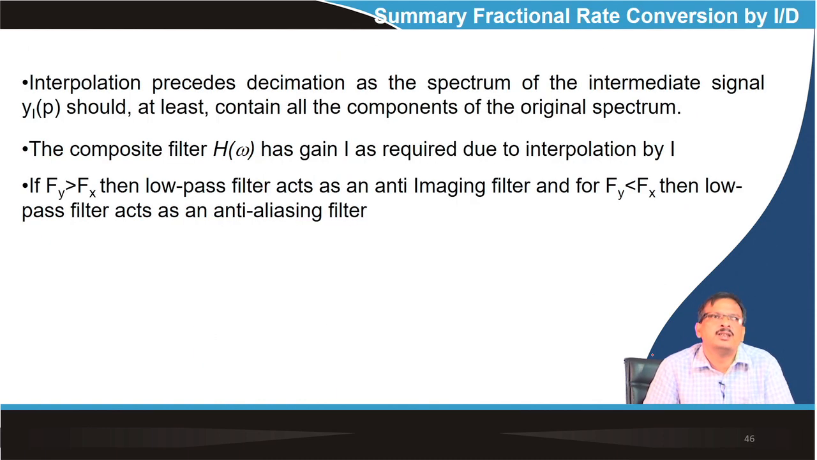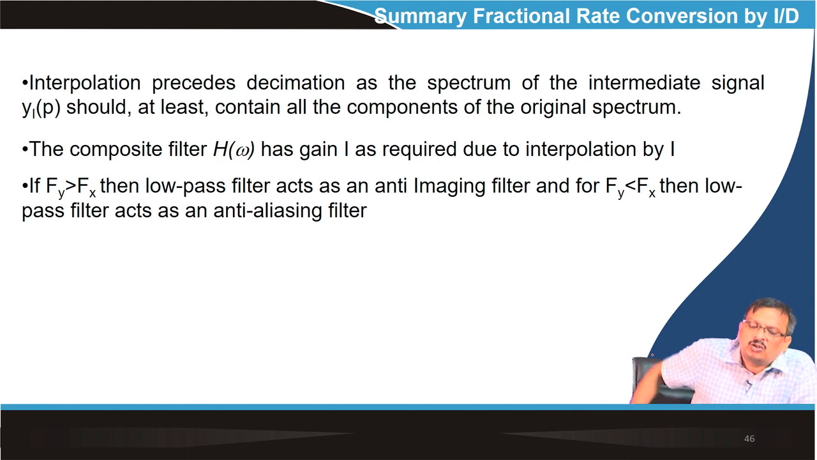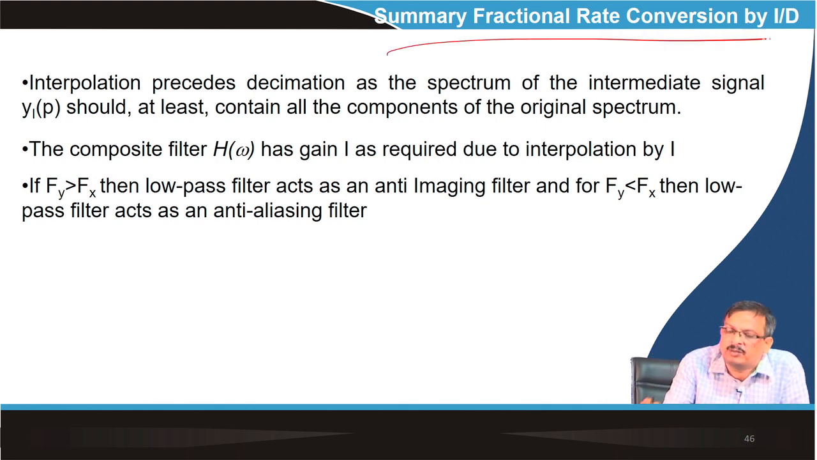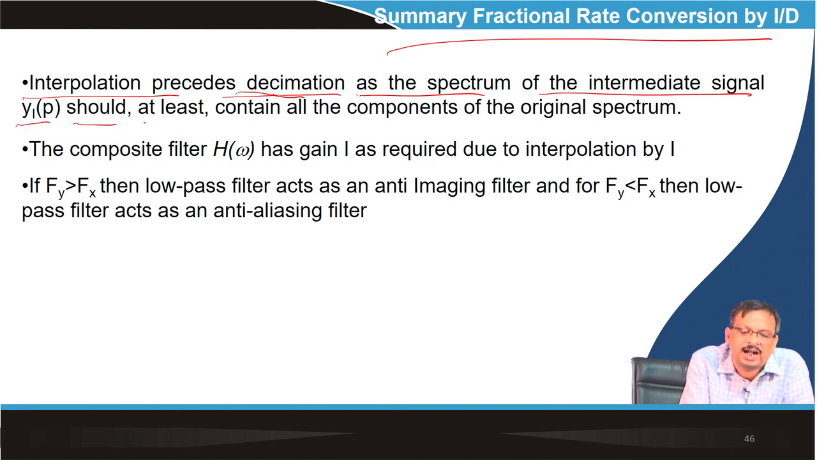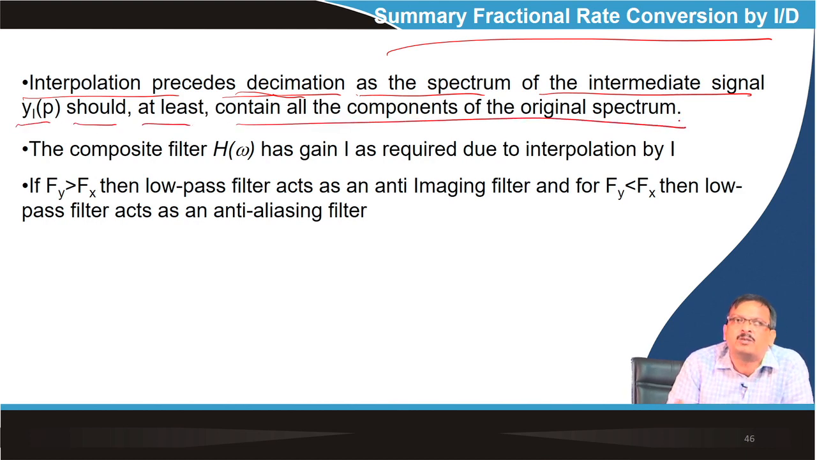Okay. Now, so summary. Summary of the fractional rate conversion by I by D. Interpolation process: interpolation proceeds decimation, as the spectrum of the intermediate signal y1 should at least contain all the components of the original spectrum. The composite filter has a gain I. This is due to the interpolation.